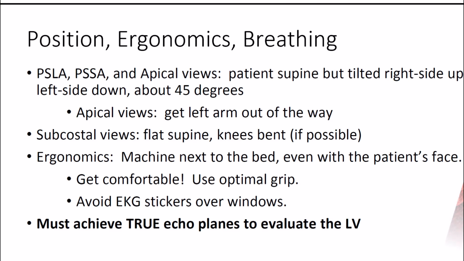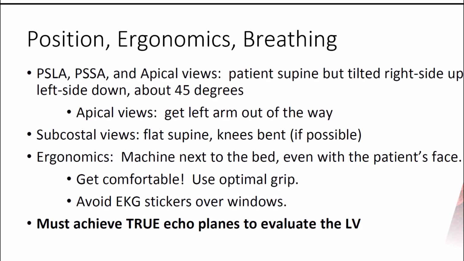So just one thing about positioning of the patient before we start. If you are going to do a quantitative assessment of the left ventricular function, you have to be in true echo planes to be able to get accurate measures. Otherwise, your measures will be off. And for that, you have to improve your patient positioning: get them to the left side, put the right side up. And for the subcostal window, you have to put the patient flat with the knees bent if possible.